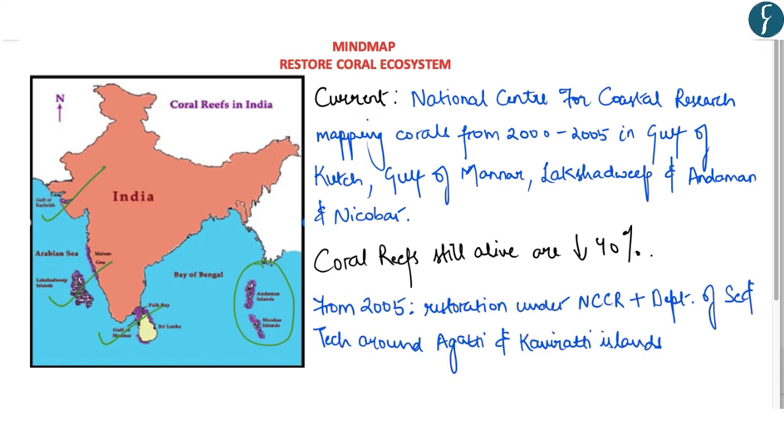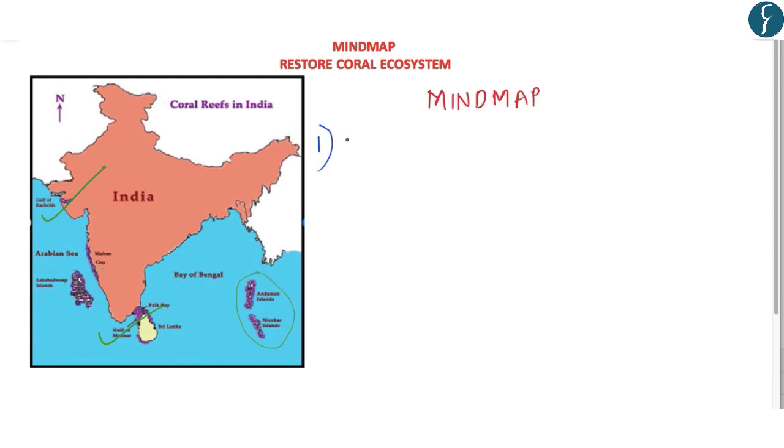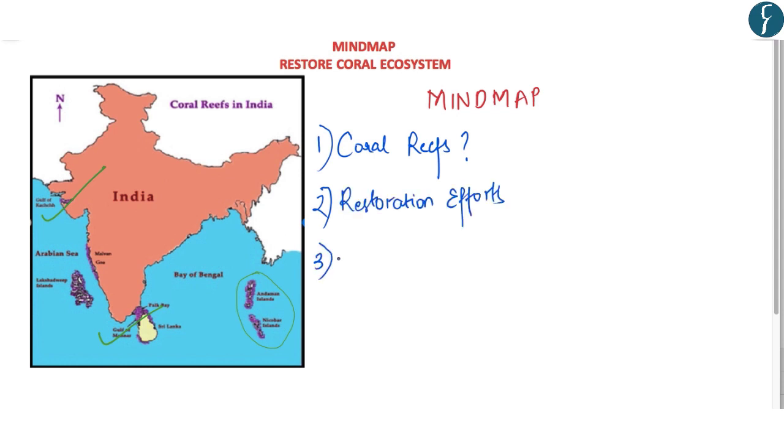So it is in this context that we'll identify 3 things. Number 1, what do we understand by coral reefs? Secondly, we'll identify some of the restoration efforts. And thirdly, we'll talk about coral bleaching, which is the main reason the population has been declining.